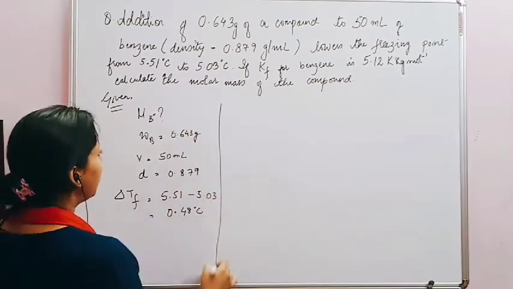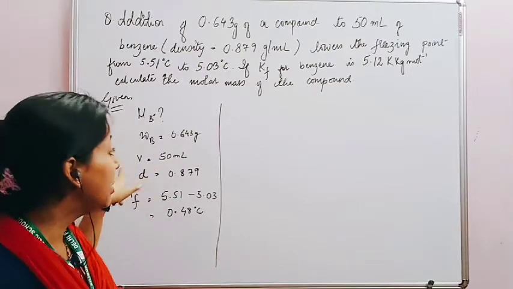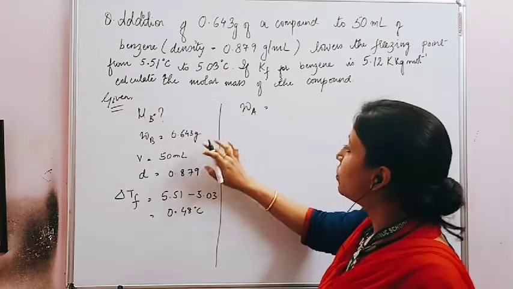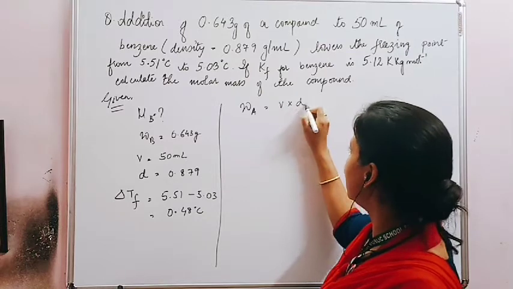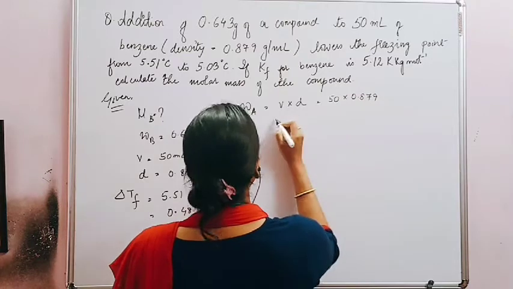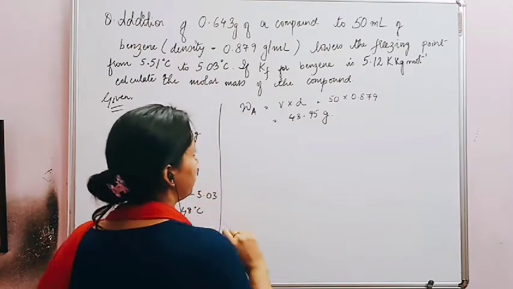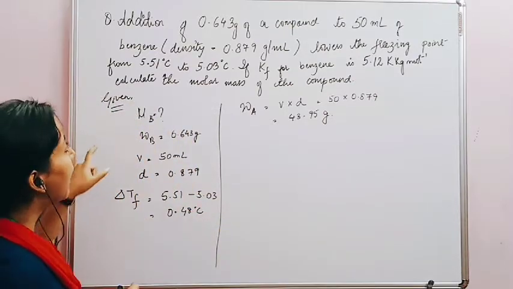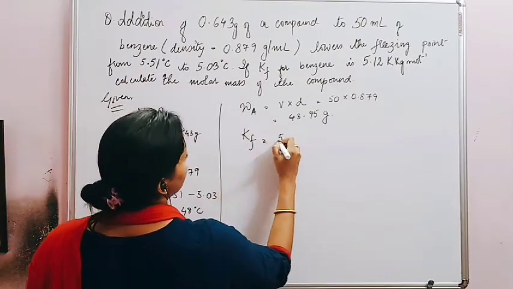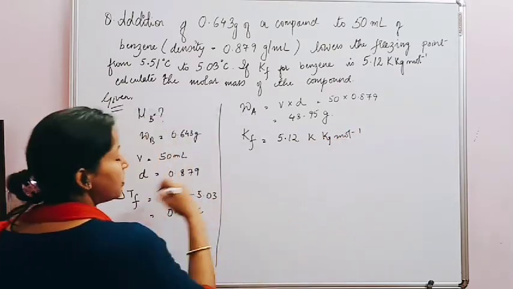Okay? Now, we know that in our formula for molar mass, there is no space for volume. We need to convert this into mass, that is mass of the solvent. So, mass will be volume into density, that is 50 into 0.879. This will come to 43.95 grams. Okay. Now we have got all our required information. Kf is also given in the question, that is 5.12 Kelvin kg per mole. Let's put it in the formula now.